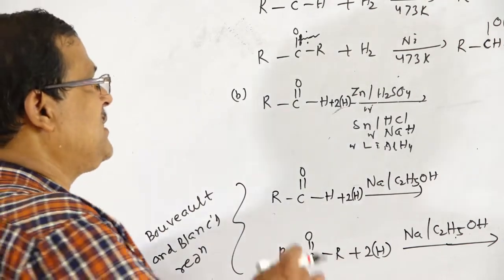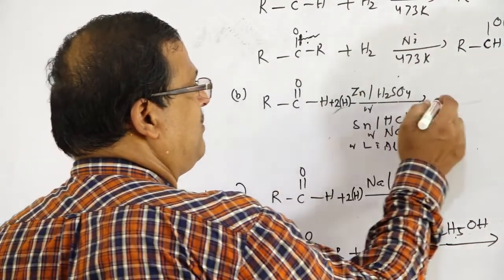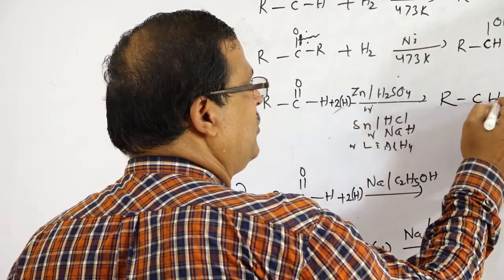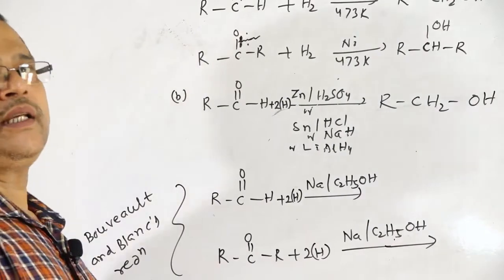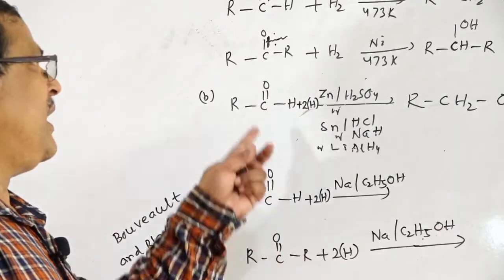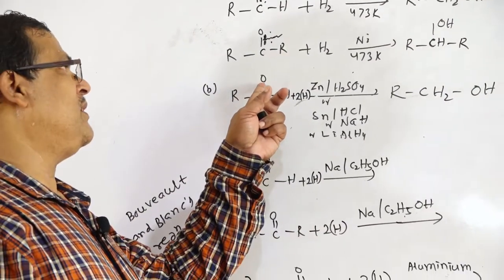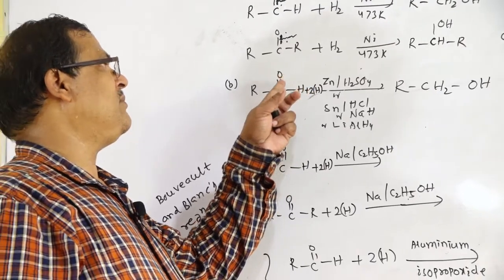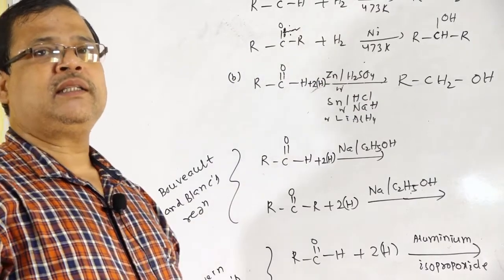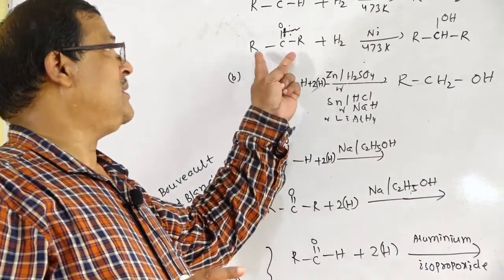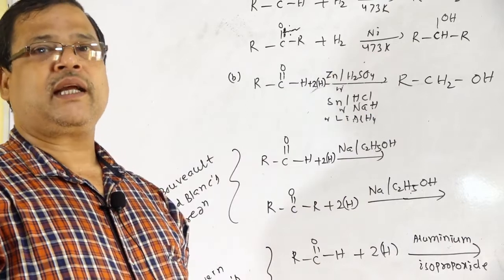aldehydes will form primary alcohol, whereas ketones will form secondary alcohol. The addition process is the same: the carbon-oxygen pi bond will break by the addition of hydrogen. So there is the formation of RCH2OH, and if we take a ketone, there is the formation of a secondary alcohol.